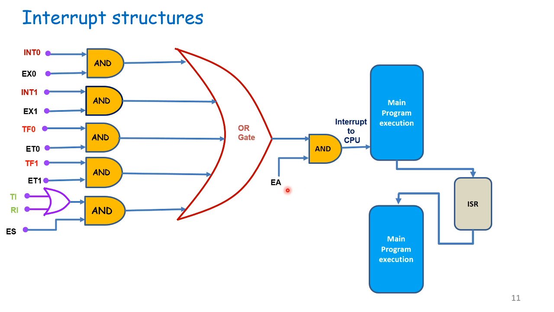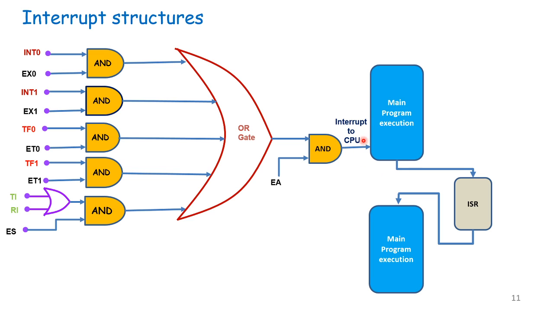At that time, this pin or flag, named EA, the external access or global access, should be 1. When this is equal to 1, any one interrupt can interrupt the CPU. But if it is 0, then all these interrupts get disabled and cannot interrupt the CPU. So this is a global bit. Now once any one interrupt occurs while the CPU is executing the main program, what are the different steps taken? That we are going to discuss.